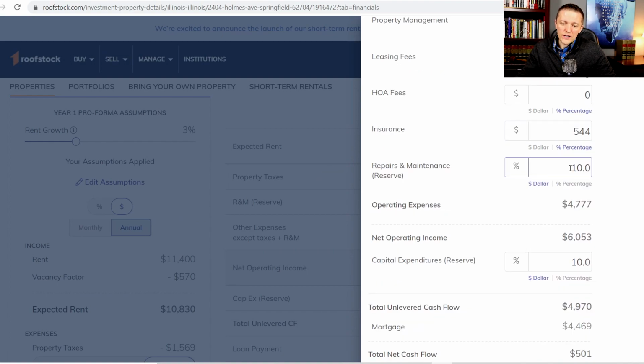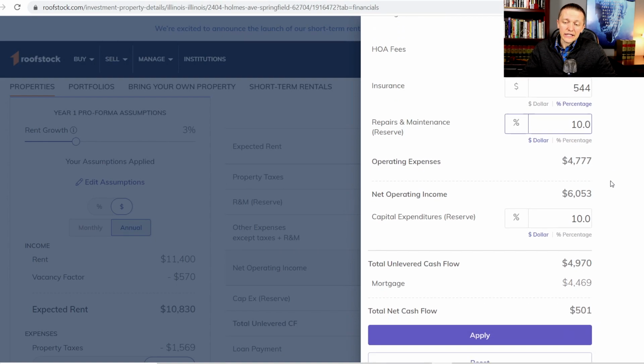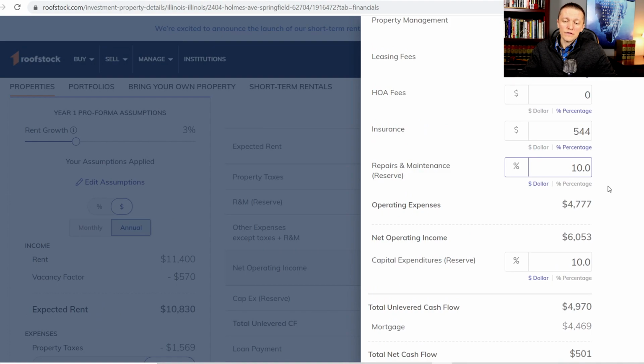The next thing here is repairs and maintenance, and it is estimated at 10%. Again, I think that's reasonable. Maybe it's a little bit high since this property appears to have been fully remodeled and likely won't see too much of a need for repairs. But just to be on the conservative side, I think 10% is very reasonable and something that I usually use as my estimate as well. Now, by the way, when I say 10%, this is 10% of the monthly rental amount.